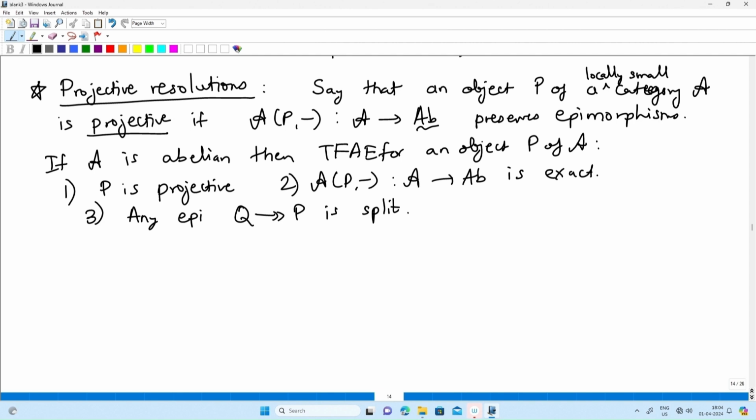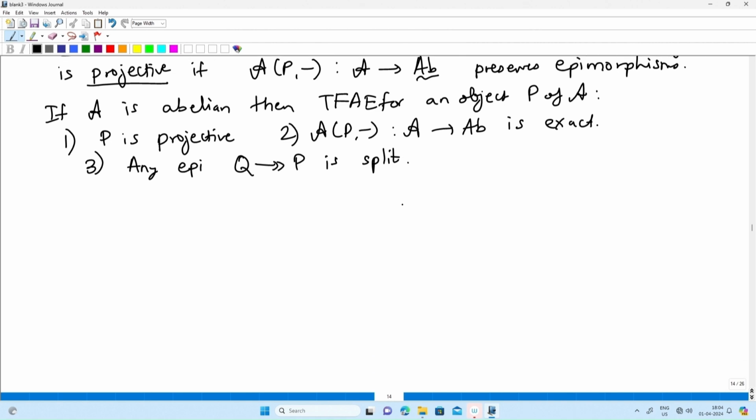If you are working in a module category, then you can actually add one more condition, that it is a direct summand of a free module. Okay, but I'm just going to prove this. So 1 if and only if 2 is quite easy to see.